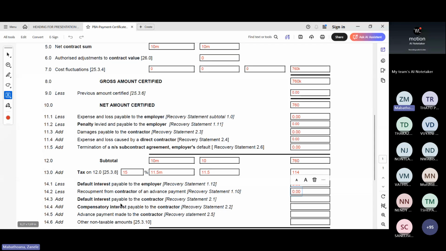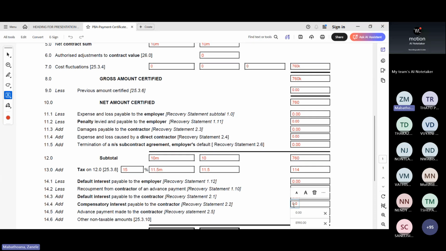And then any default interest payable to the contractor. So let's say the employer delayed making a particular payment and the contractor now needs to get his payment plus interest, which is what the employer owes him. Then it would be paid here, but this is the first certificate. We have none of that. Any compensatory interest payable to the contractor, we have none of that. Any advance payment we're making right now, nothing.